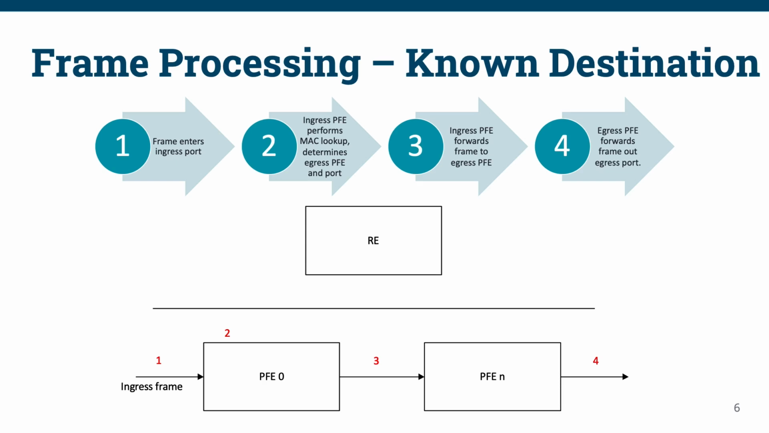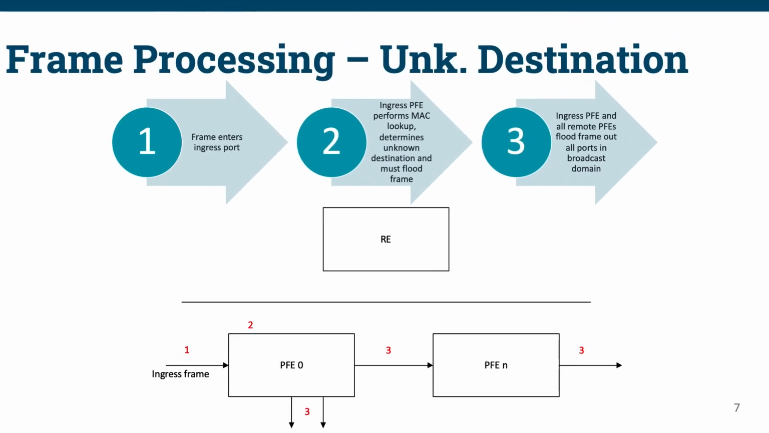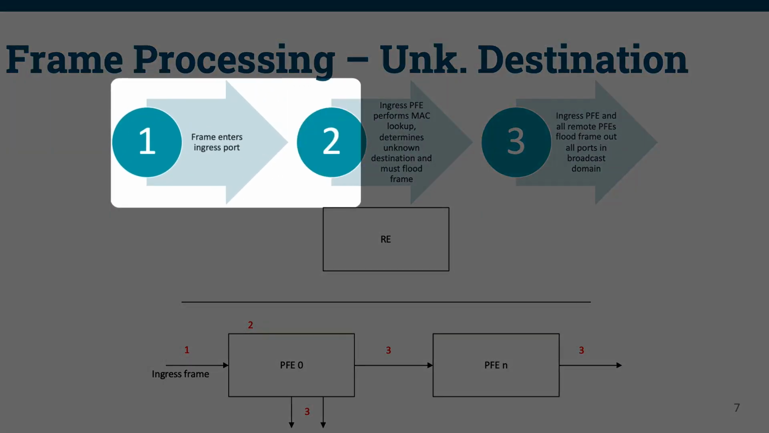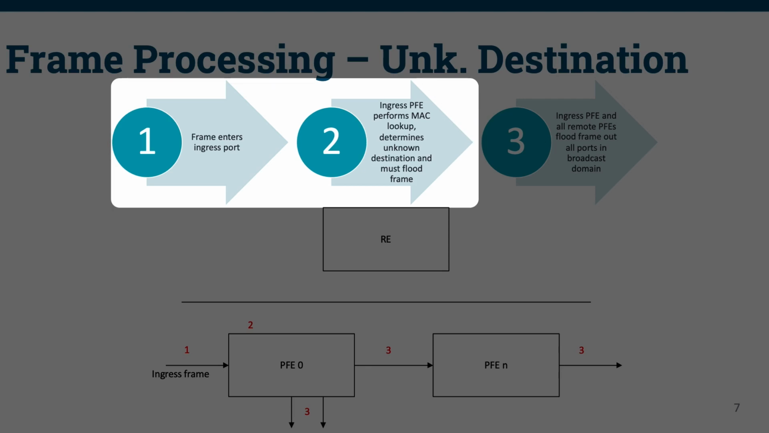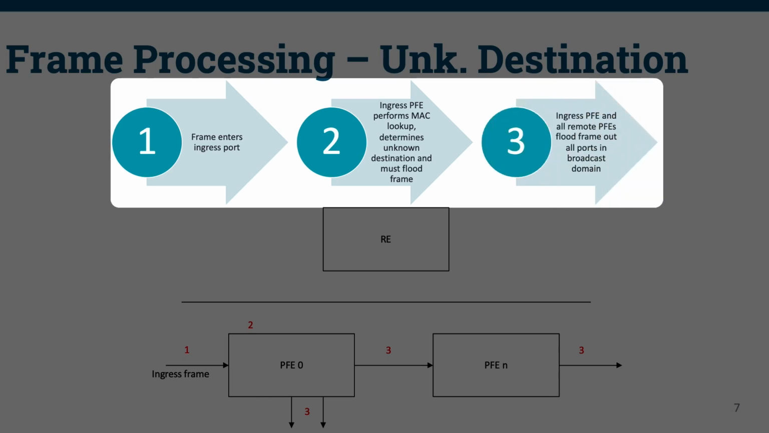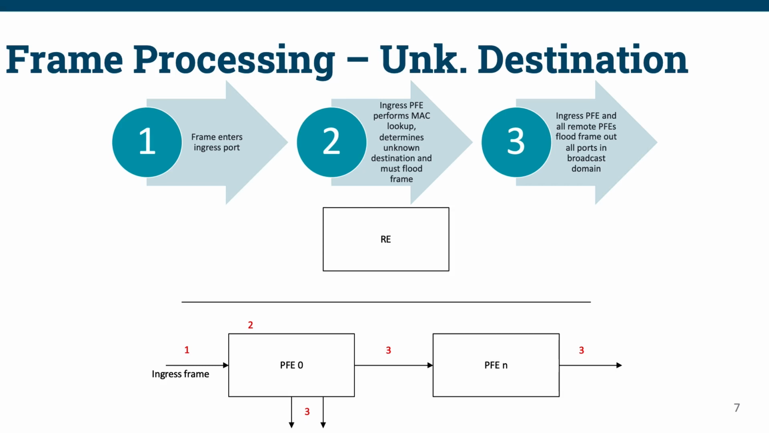Finally, let's take a look at what happens when the destination is not known. When the frame is received and the ingress PFE performs a lookup in the bridging table and doesn't find an entry for the destination, the flooding mechanism is used to ensure the frame is successfully forwarded to its destination. The ingress PFE forwards the frame to all PFEs in the EX switch so that it may be flooded out all ports within the broadcast domain.